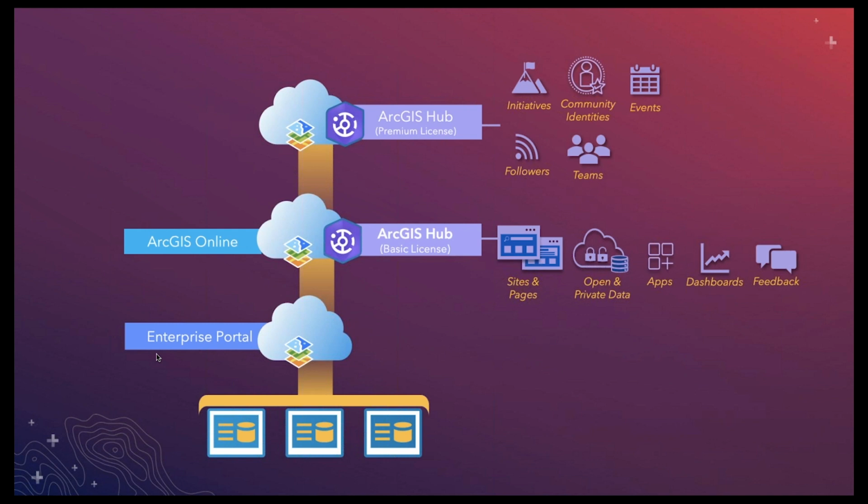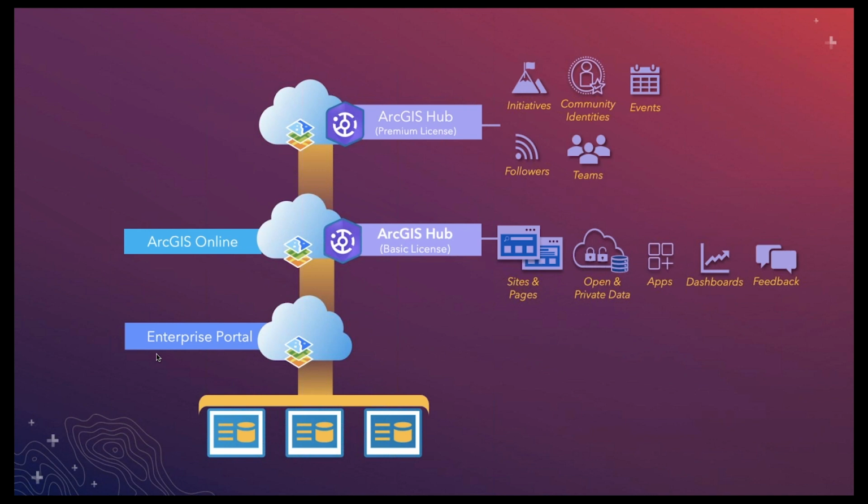What you get for premium, for an additional yearly subscription fee for your organization, is access to pre-configured initiatives, which is basically sites and pages combined with various applications to address specific goals. You also have community identities, which is a separate ArcGIS Online organization to house people in the general communities who might want to follow your initiatives and the content you create, as well as the ability to schedule events and form specific teams to collaborate on different pieces of content within the Hub.